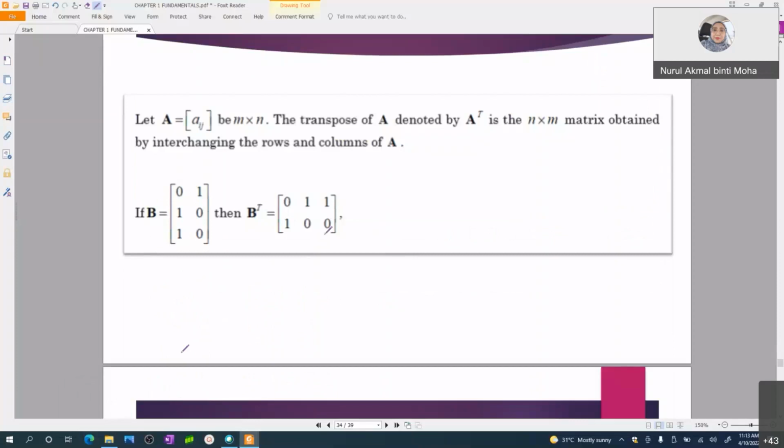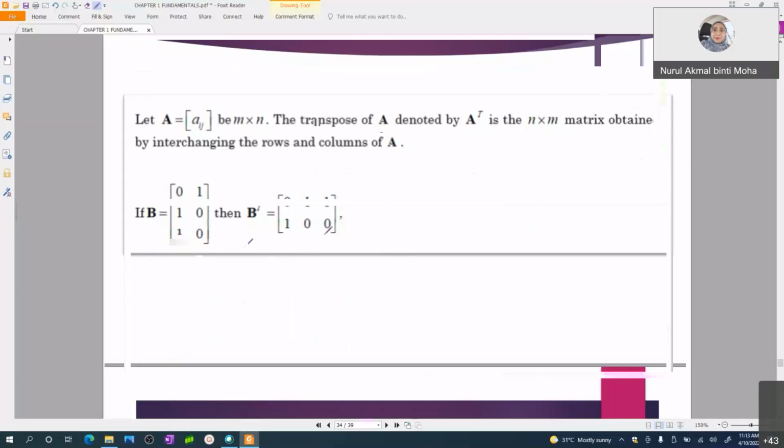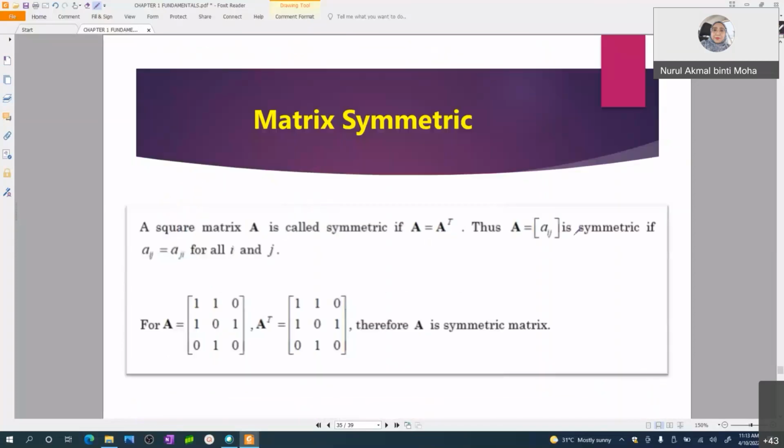For the sequence, it's called symmetric if A is equal to A transpose. If A is this one, if you transpose the matrix A, you will get this. And the matrices for A and A transpose are actually equal. It means that each element in matrix A and each element in matrix A transpose are equal with each other. So we call this kind of matrix a symmetric matrix.